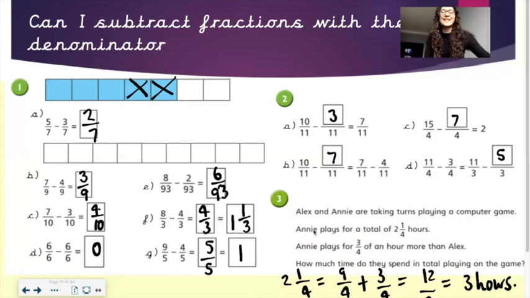That is all for your maths lesson for today, boys and girls. I hope you enjoyed. I hope you have understood how to subtract fractions with the same denominator a little bit better.